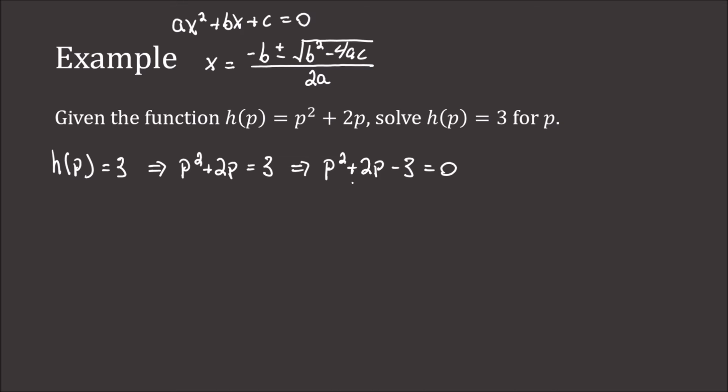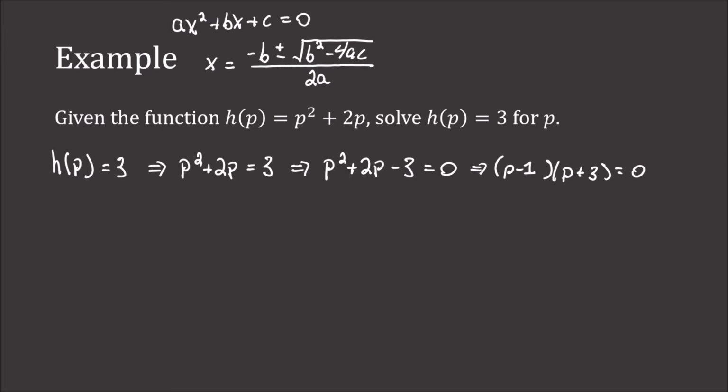Well, p squared plus 2p minus 3 can be factored, right? Because we're looking for factors of 3 that, when subtracted, give you 2. Well, 3 minus 1 is 2. So there's going to be a p in each grouping. You want 1 and 3. The higher will take the positive. So this factors as p minus 1 times p plus 3 is equal to 0.